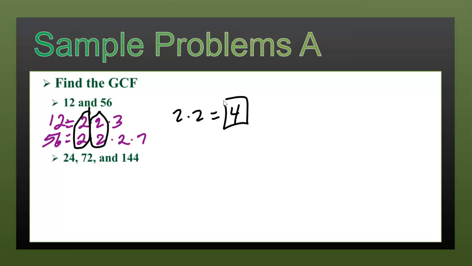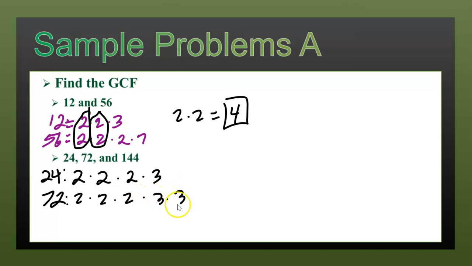Next, 24, 72, and 144. So let's do 24. I know that 2 can go in it evenly, so half of 24 is 12. I can divide 12 in half and I get 6. Half of 6 is 3. So 4 times 6 is 24, so that part is done. 72. I can divide that in half and I get 36. Divide the 36 in half and I get 18. Divide the 18 in half and I get 9. And then 9 is 3 times 3.